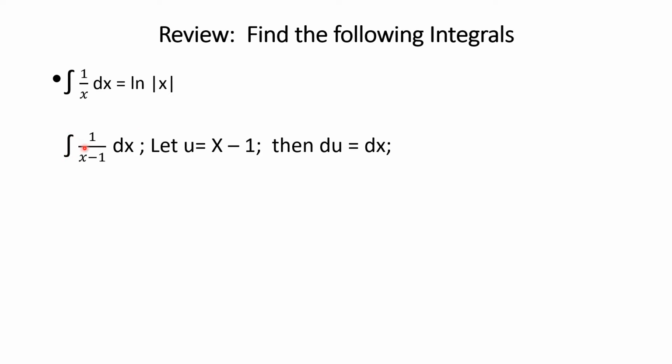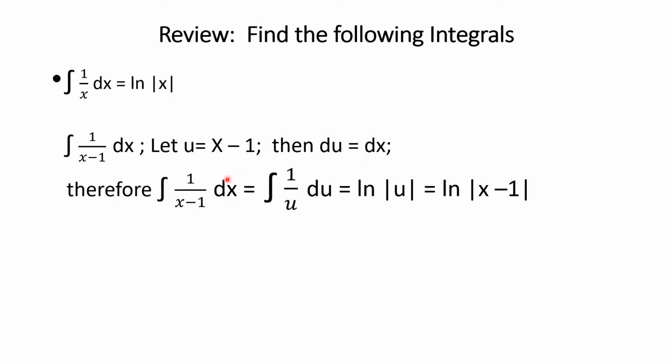Let's find the integral of 1 over x minus 1 dx. And we do this using integration by substitution. So we take u equal to x minus 1. Then we take the derivative of both sides, so du equals dx. Then the integration of 1 over x minus 1 dx is equal to the integration of 1 over u du, because we set u equal to x minus 1, and instead of dx we replace it by du.